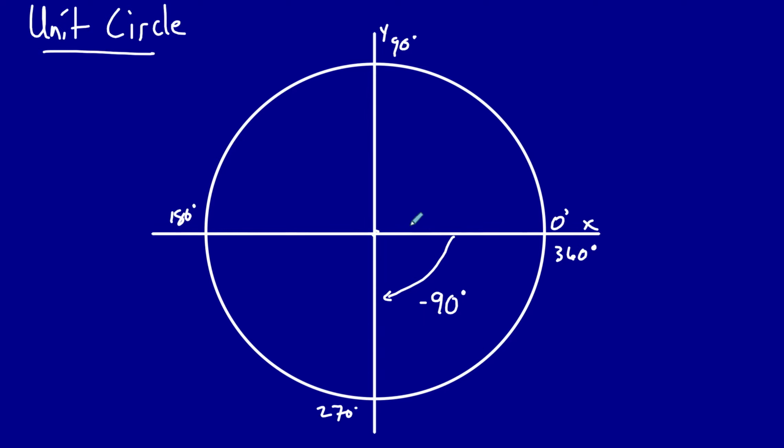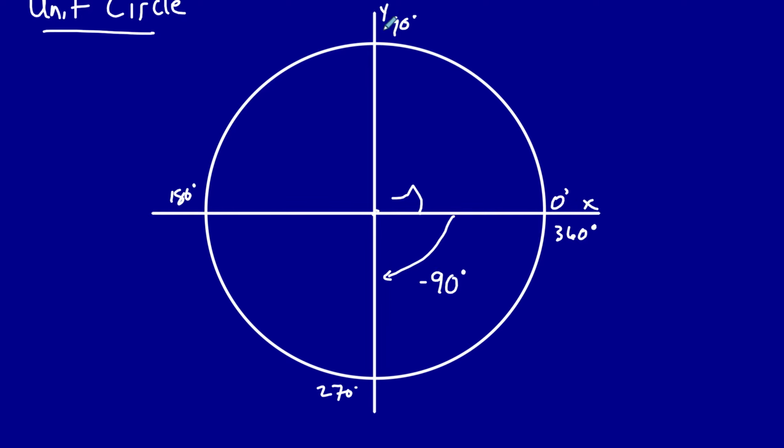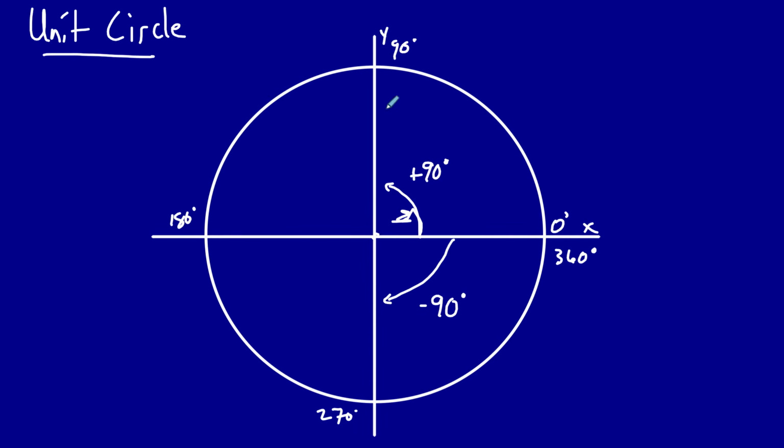And on the flip side of that, if I'm looking for a positive 90-degree angle, I'll start here and I'll move up that way towards the top. And I'll say that this is a positive 90-degree angle. So if I'm starting going upwards, that's a positive angle. If I'm starting going downwards, that's a negative angle. So that's two things right there that we need to be aware of.